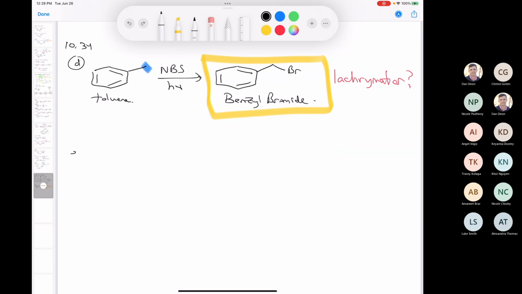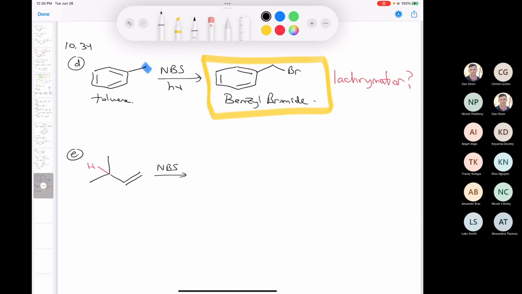Next is 10.34E. This one's a little bit more interesting. We're taking this compound, and we're going to treat it with NBS like this. Now, the reason why in this case we only ended up with one regioisomer is because you have to maintain the aromaticity of the aromatic ring, meaning you have to have all three of those double bonds in there.